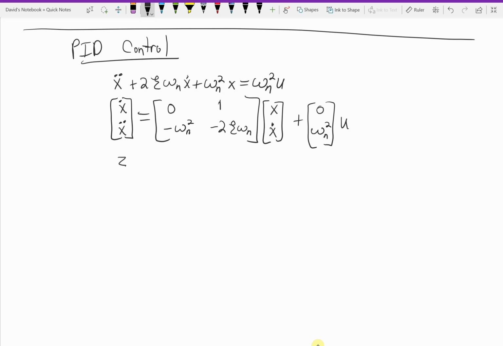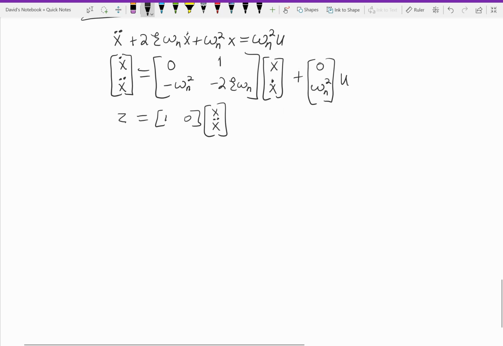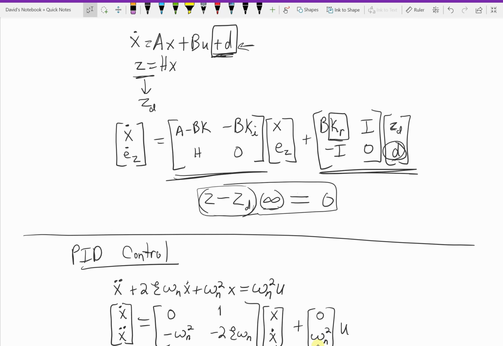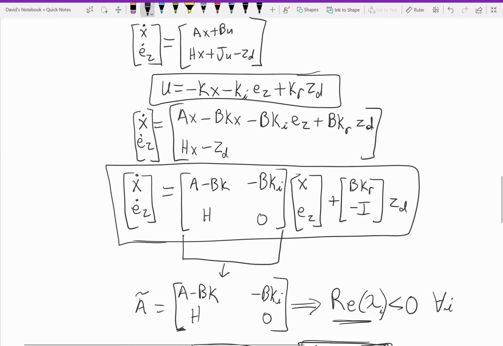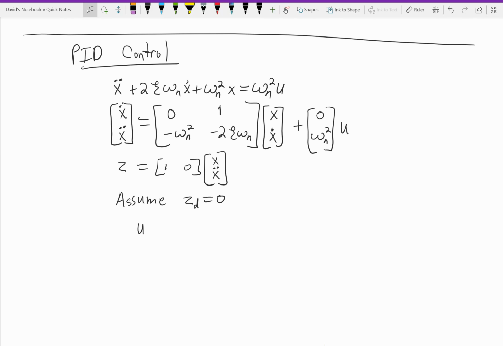And we'll consider a Z in this case. That is just X. If we assume, just for simplicity for a moment, that we want a desired output to go to 0, then applying the integral action controller that we discussed before to this system, we will get a minus Kx minus Ki e z. And this is because ZD is equal to 0 in this case.